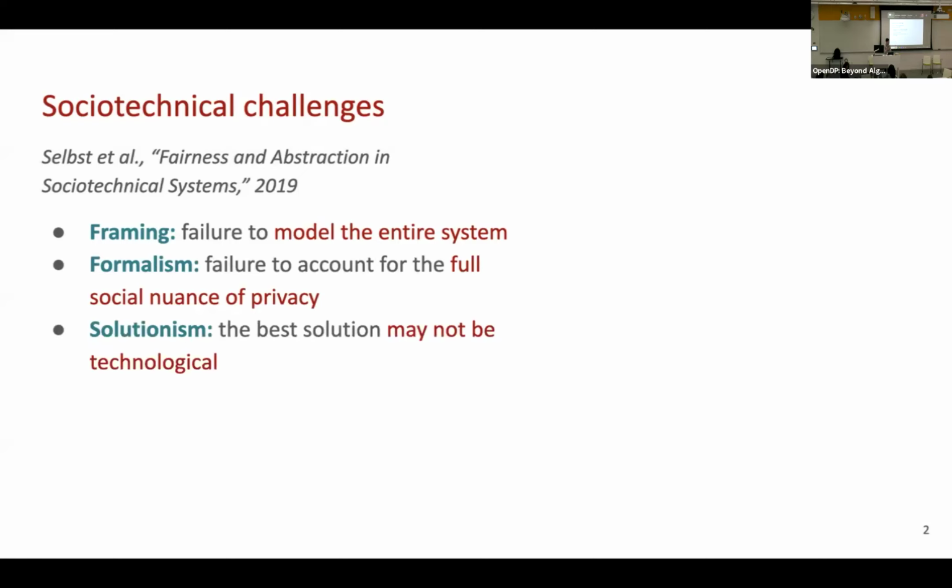We've heard a lot of conversation about that. And then there's also solutionism. The technical definition isn't always the right solution. The technology isn't always the right solution. Sometimes you need legal or policy approaches, and we have to consider that as well.